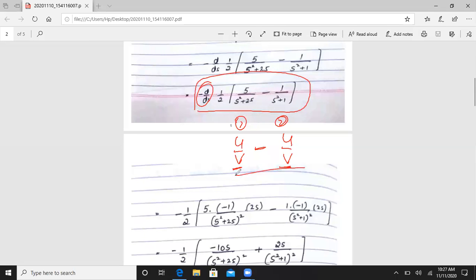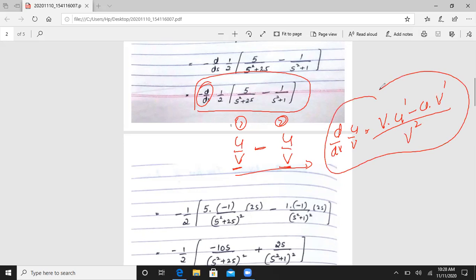Okay, we will differentiate it directly. The u by v formula is: differentiate of u by v is v into differentiate of u, minus u as it is into differentiate of v, divided by v square. This is the u by v formula. So according to this formula, we solve these two terms. Here u value is 5 and v value is s square plus 25.